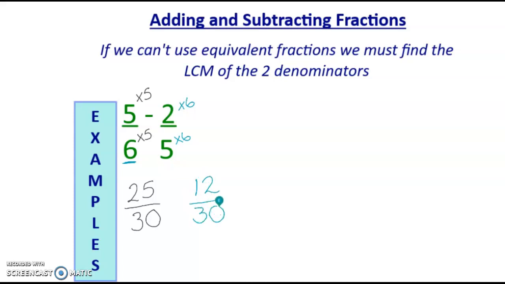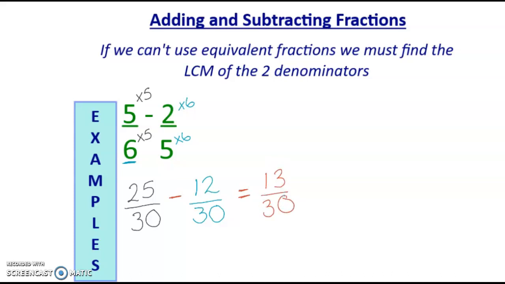So I've now got two fractions that have the same denominator. And I've made myself a nice red question. 25 over 30, take away 12 over 30. 25 take away 12 is 13. So 13 over 30.